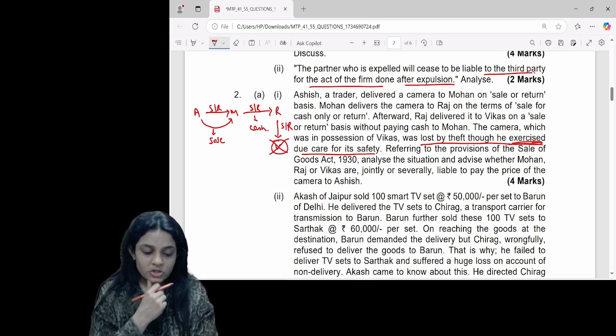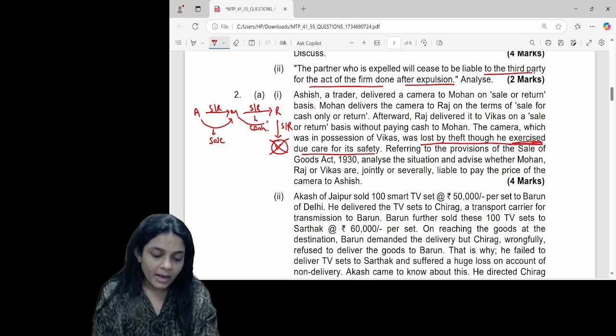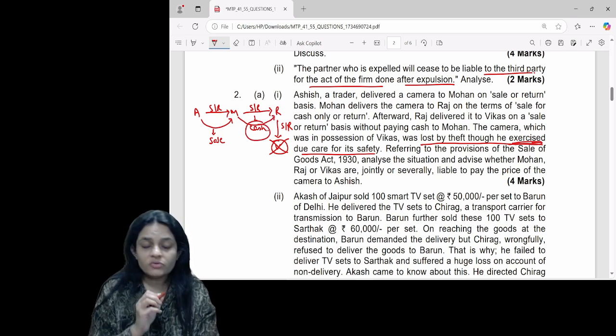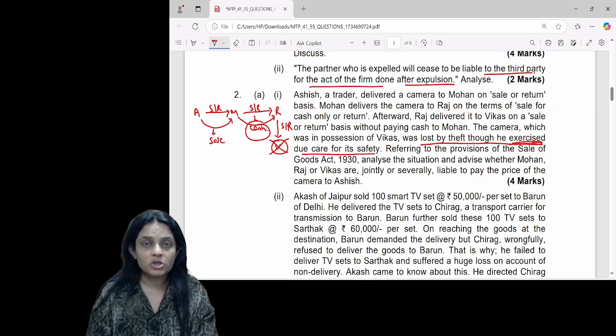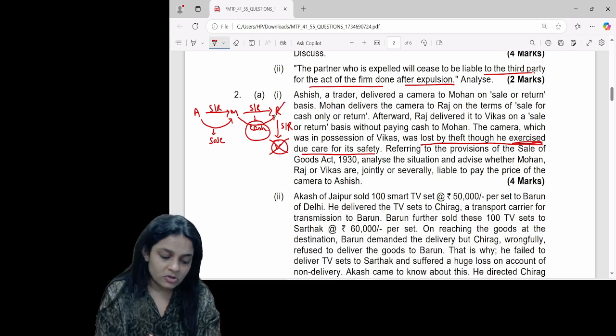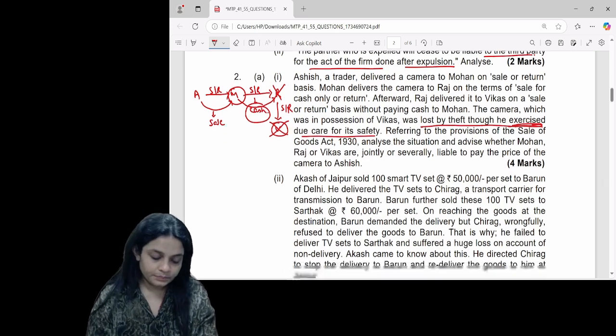Raj had given his goods to Vikas on sale on approval. But between Mohan and Raj, it was very clear it is on cash basis. So Raj would have become the owner of the goods only when he had paid the cash. He has not paid the cash, so he's not the owner, so he's not liable. Who is liable? Mohan. Why? Because as between Ashish and Mohan, it's a sale.